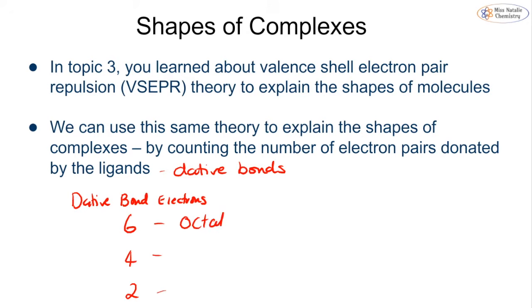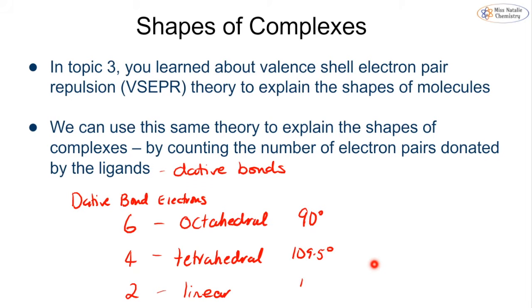And remember, if we have 6 electron pairs, that's octahedral. 4 electron pairs around the central atom is tetrahedral, and 2 electron pairs is linear. And your bond angles are going to be 90 for your octahedral, 109.5 for your tetrahedral, and 180 for your linear. So if you can't remember these, you might want to go back and have a look over them. Again, if you go back to topic 3, you can check back through the different shapes, but these are the 3 that you're going to have to know.